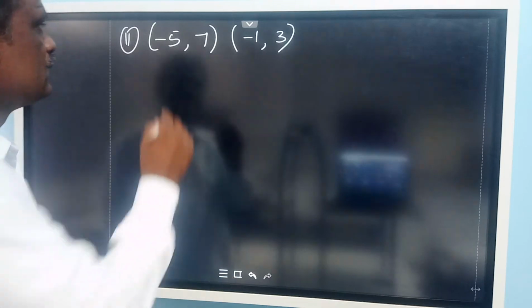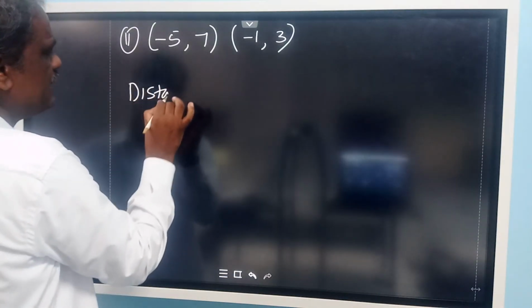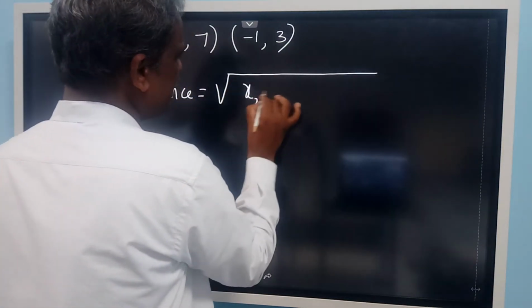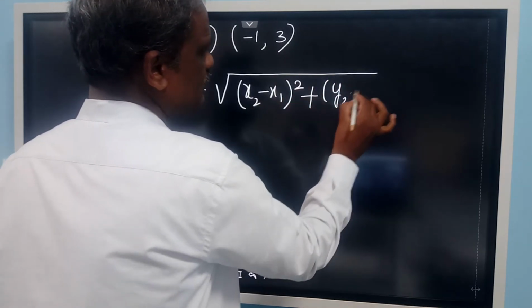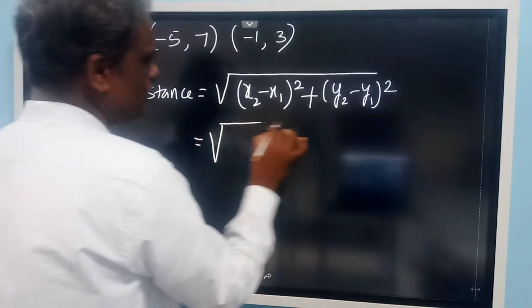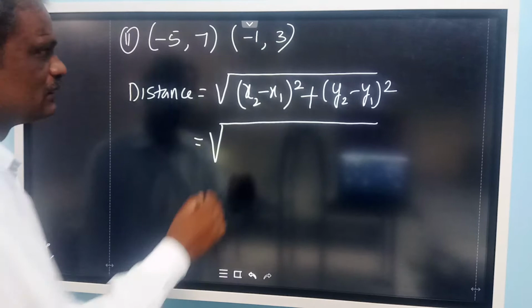Observe carefully, these are the points given and the distance formula is: the distance between these 2 points is root of x2 minus x1 the whole square plus y2 minus y1 whole square. In every problem you have to write this formula. This formula also will give you marks. Without writing the formula you should not do that.